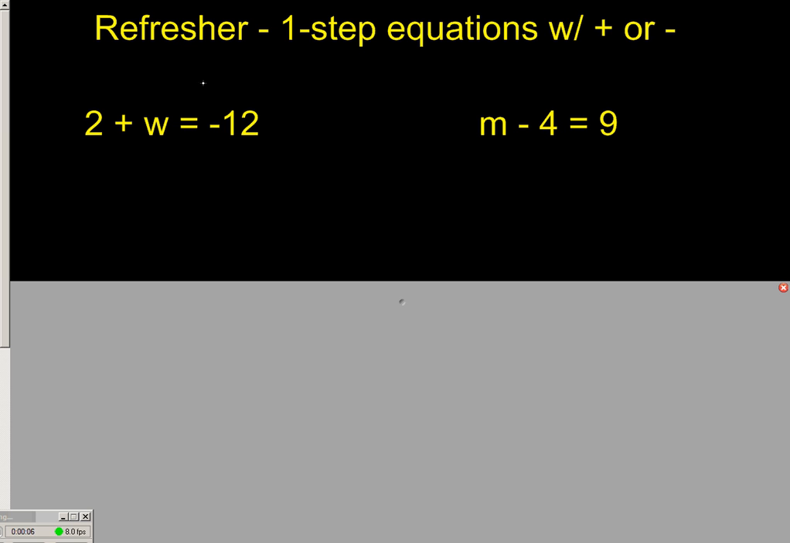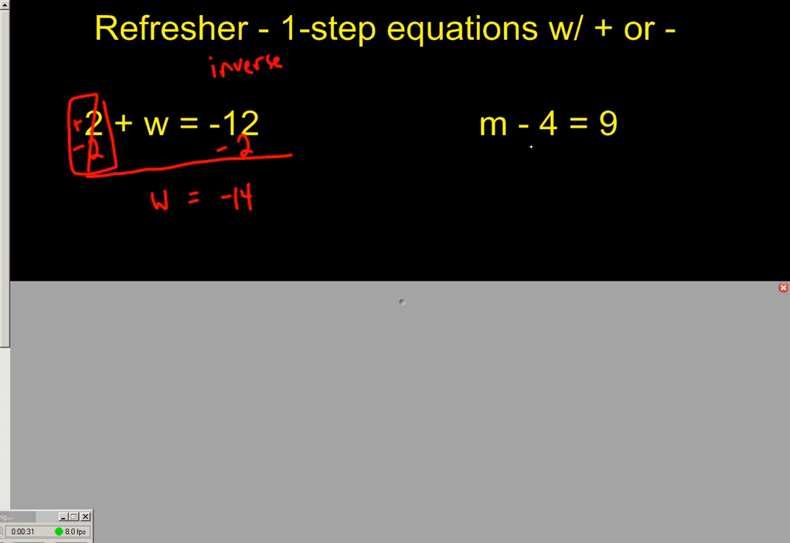Remember, we're going to use an inverse operation. That just means doing the opposite to solve these simple one-step equations. This is a positive 2, and we've got to get it away from the w, so we'll do the inverse, which is subtract 2. Do it on both sides of the equation, keep it nice and balanced. And so 2 minus 2 goes to 0, and negative 12 minus 2 goes to negative 14.